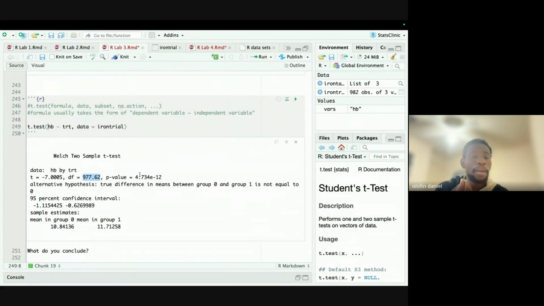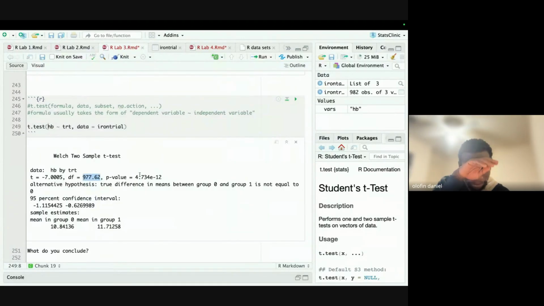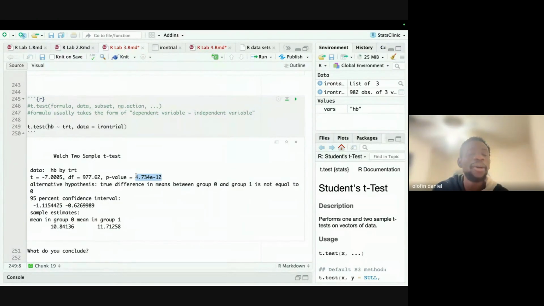So can someone please just unmute and interpret this p-value for us? Anybody? Yes. Okay. It shows a strong statistical significance between the two groups. Very strong. So you are saying that there is statistical significance between the two groups, right? Yes, sir. Okay, thank you very much.